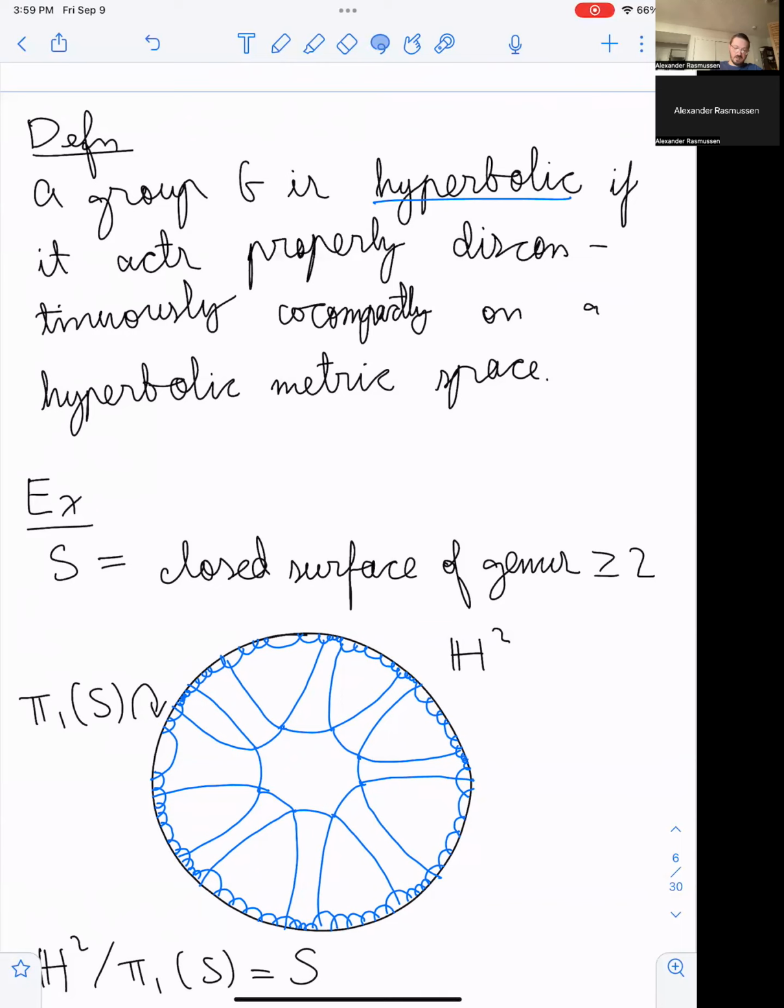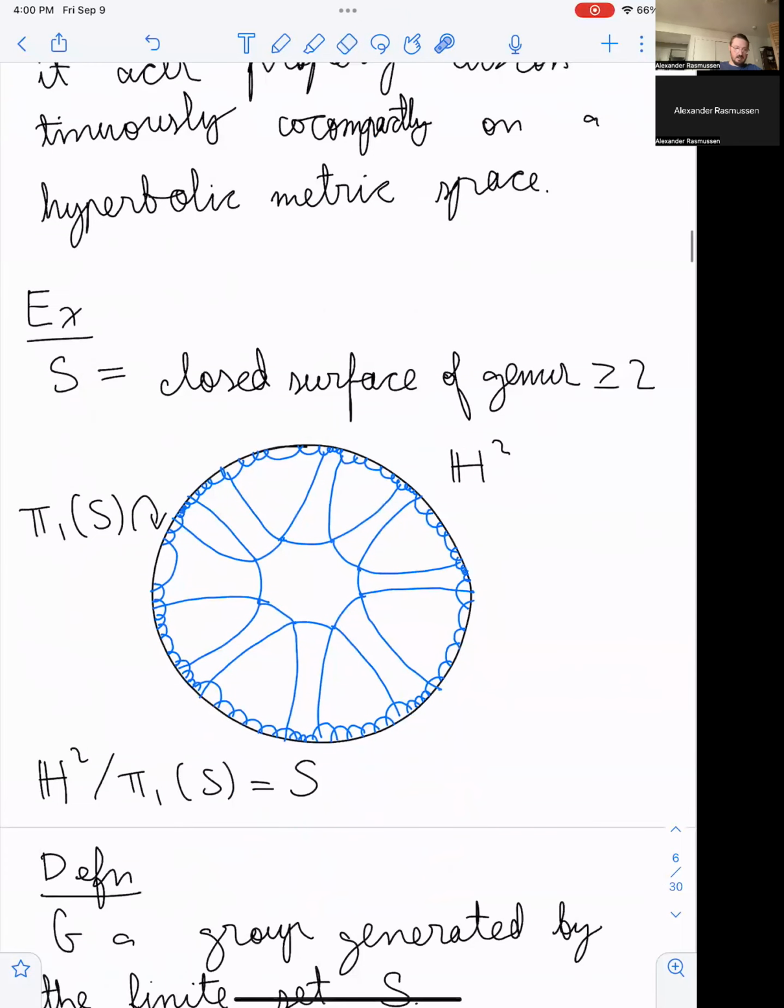So what's going on in this definition? Proper discontinuity is a property familiar from an algebraic topology class, probably. Co-compactly means that the quotient of this hyperbolic metric space by the group action is compact. So this definition is probably a little opaque at first. So let's see an example of a hyperbolic group.